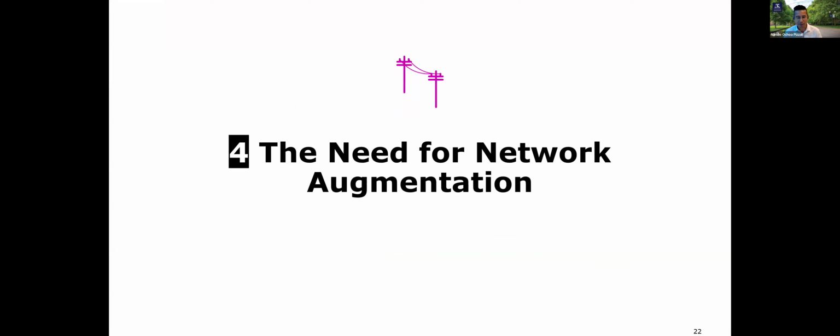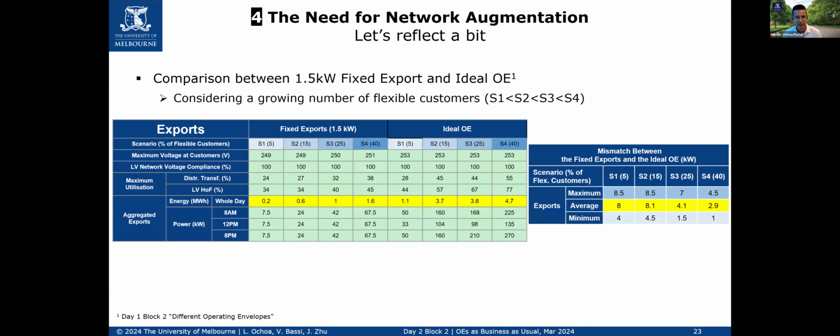Larger, more copper on the ground, right? Larger transformers, larger cross-section of conductors, so meaning more copper. And that's what we've been doing for decades, right? That's what we do in every power system around the world. We put larger things because there's more demand. But what happens with operating envelopes? So let's reflect a little bit.